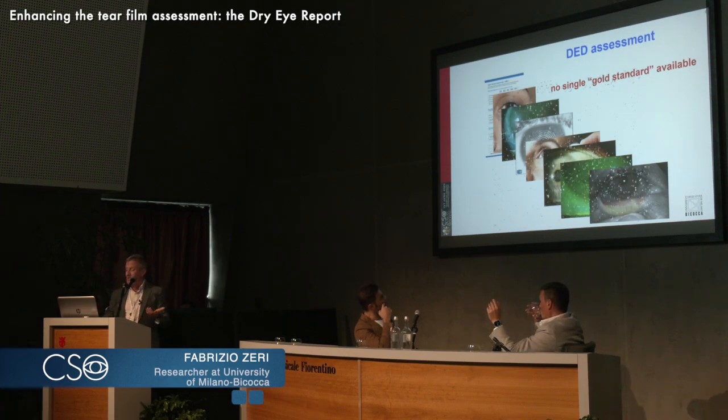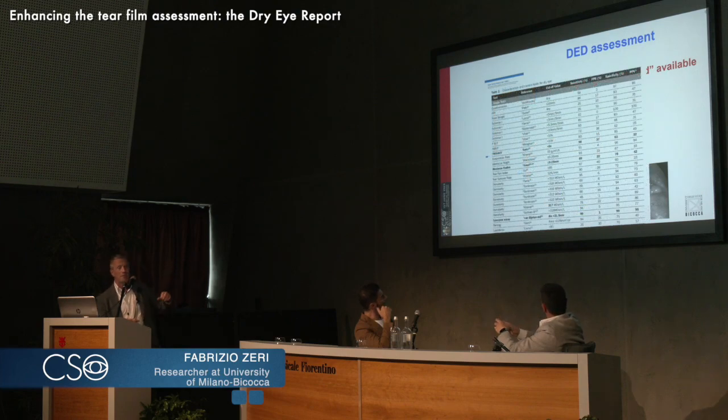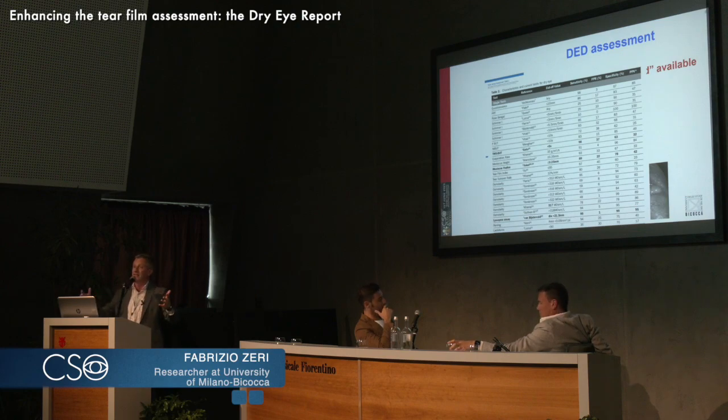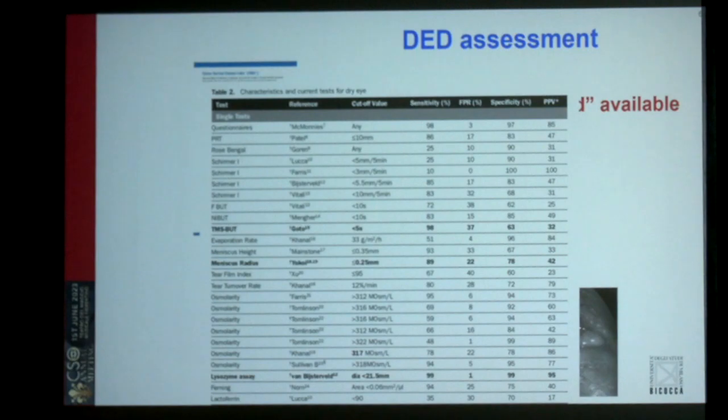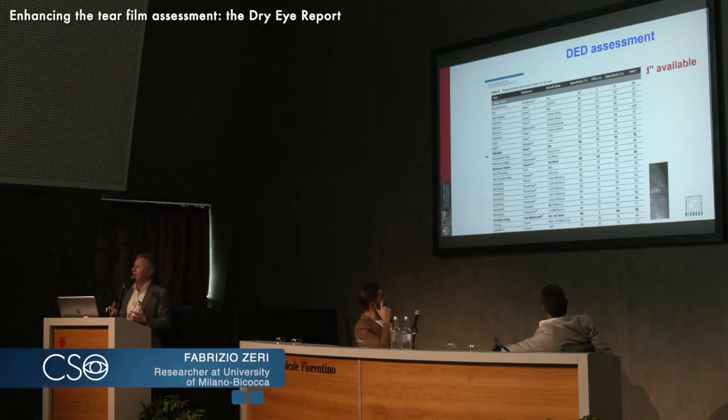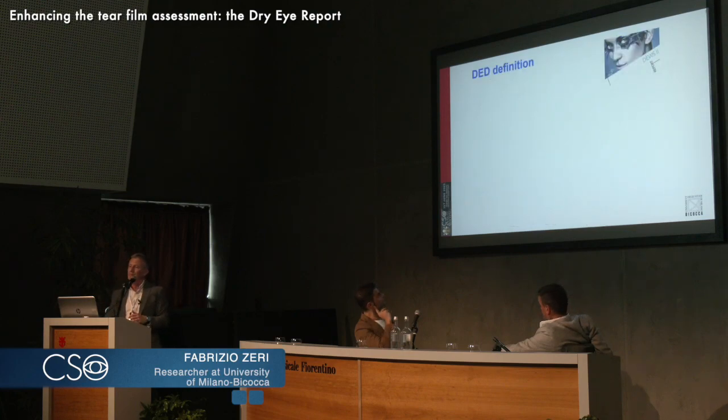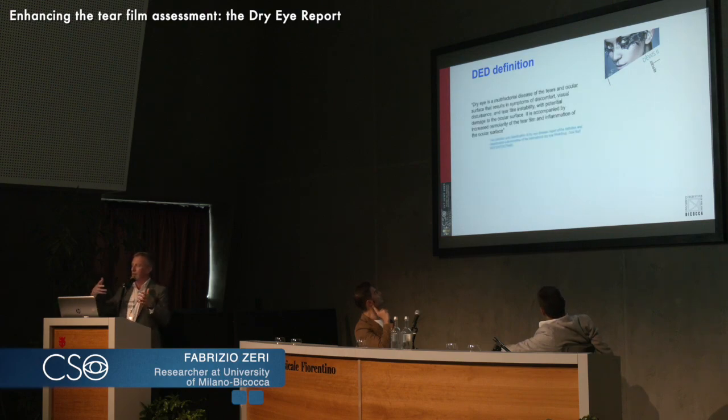And that's a problem, because if you look at this, the first paper of TFOS, and at the sensitivity or specificity of all these tests, it's a mess. Some tests are good, some tests are less good, but there is no single one that can allow us to make a diagnosis in this field. I think it's because dry eye disease is not a unidimensional condition. It's what is called a multifactorial condition.